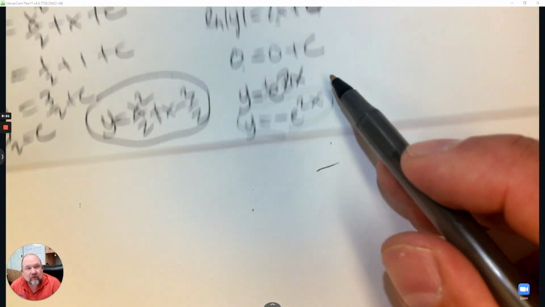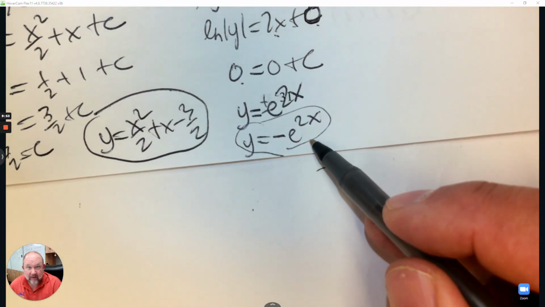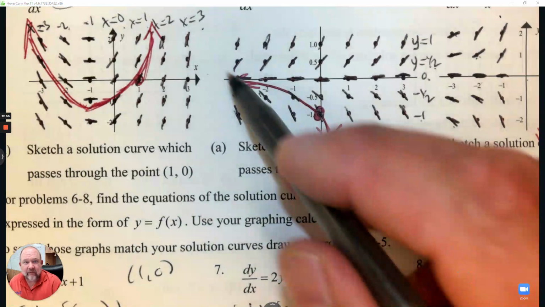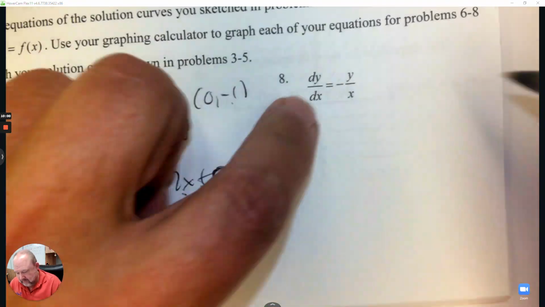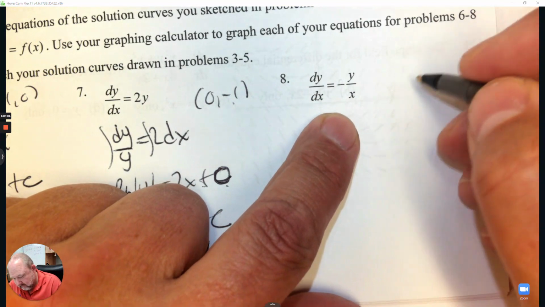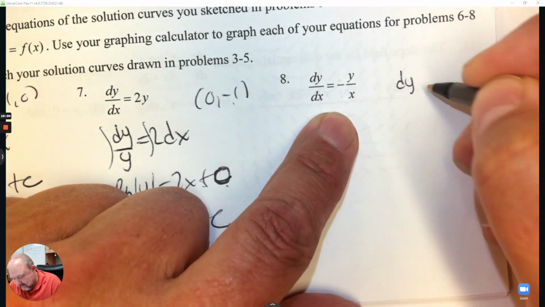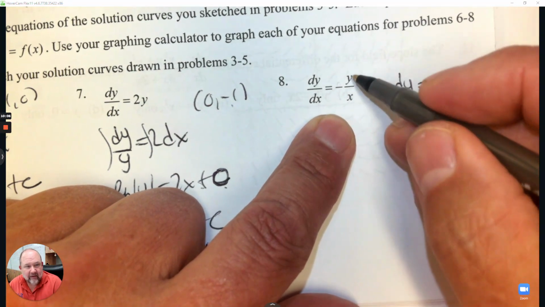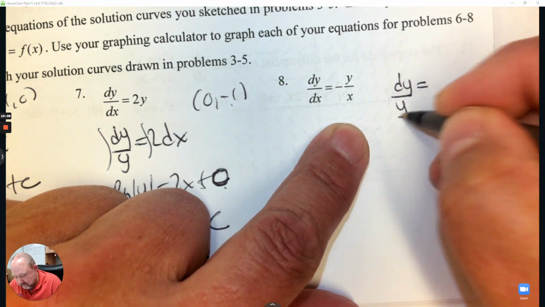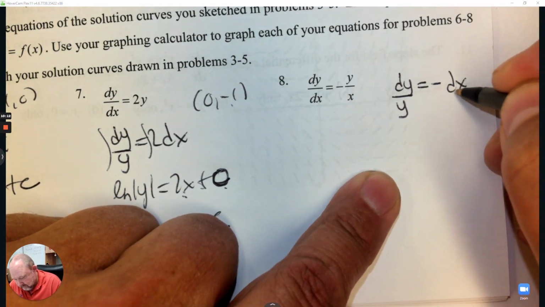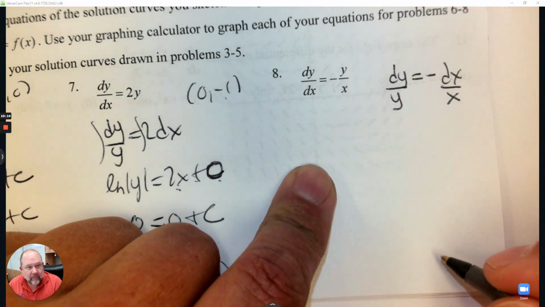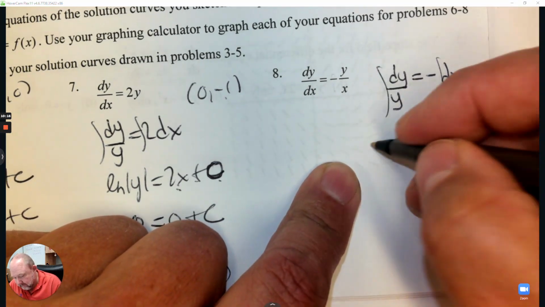All right. So if you type this into your graphing calculator or Desmos, does it match this red curve? All right, number 8, separate the variables. So I'm going to multiply by dx, and I'm going to divide by y. So this one's going to be divided. So when I integrate, both sides are going to be logarithms.